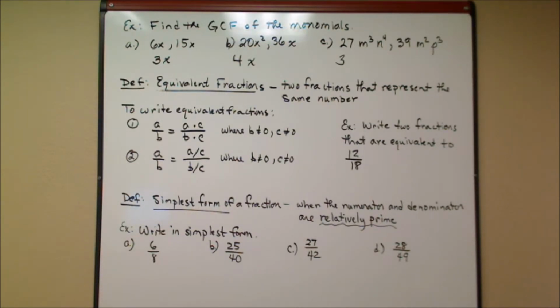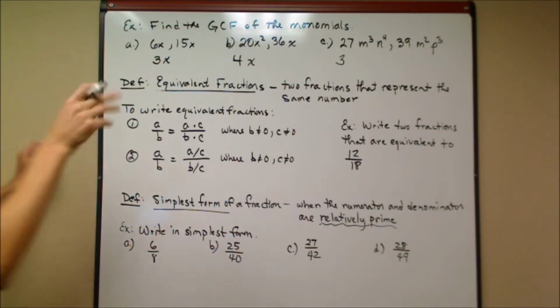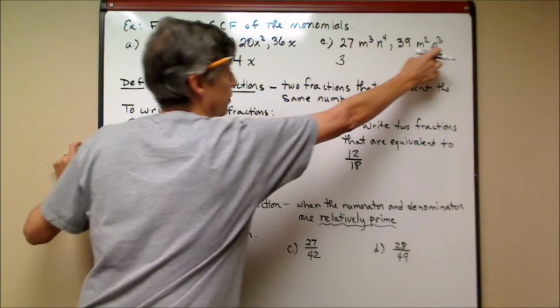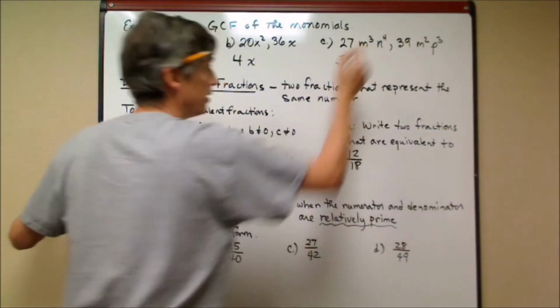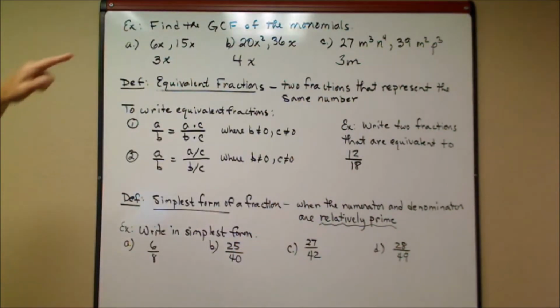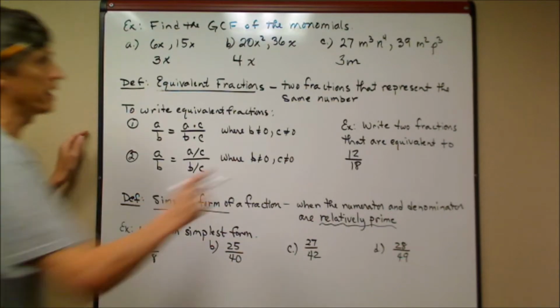And then they have variables in common. They both have the variable m. Excuse me. This one is the variable n, and this one is the variable p. So, because they only have m's in common, I'm only going to put the m down, and notice that I have 3 factors of m in the first one. I have 2 factors of m in the second one.